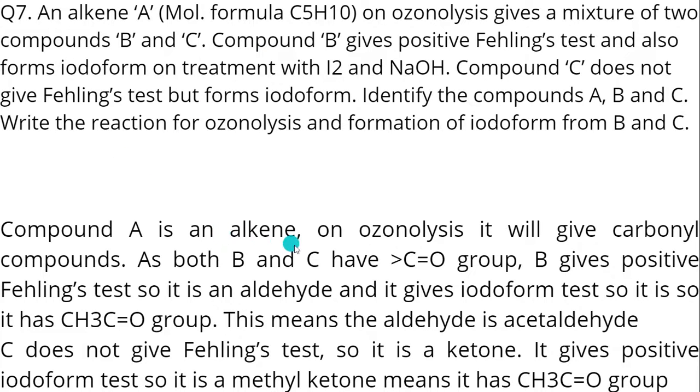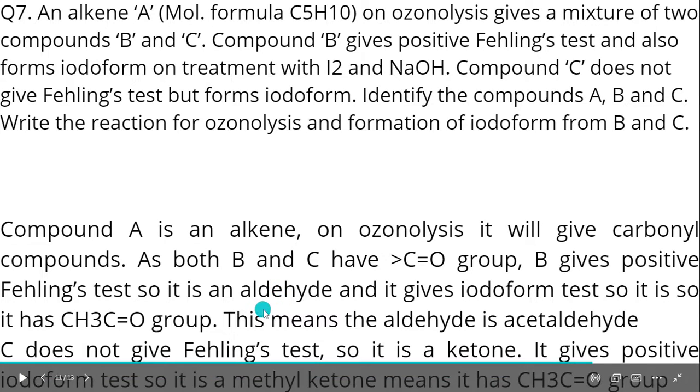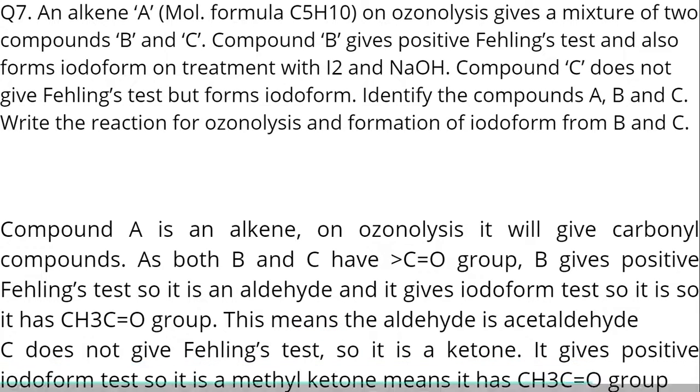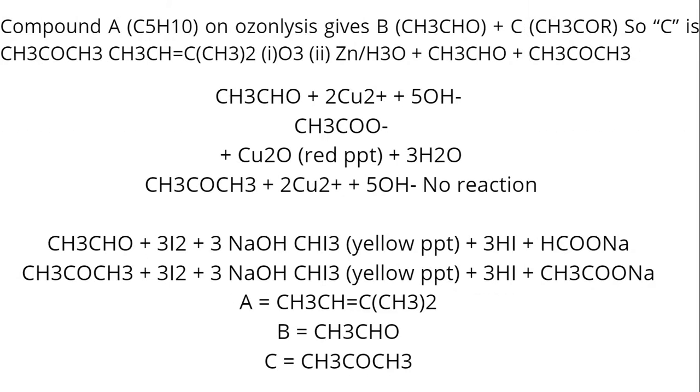So compound A is an alkene. Ozonolysis will give carbonyl compounds, as both B and C have C=O. But B gives a positive Fehling test, so it is an aldehyde, and it also gives the iodoform test, so it has the CH3C=O group. That means it is acetaldehyde. C does not give the Fehling test, so it is a ketone. It gives a positive iodoform test, so it is a methyl ketone, meaning it has the CH3C=O group.